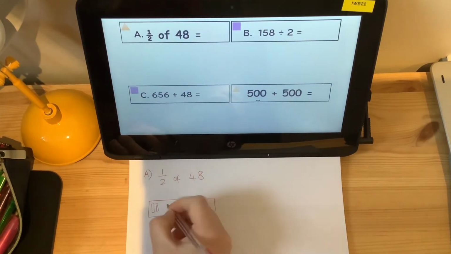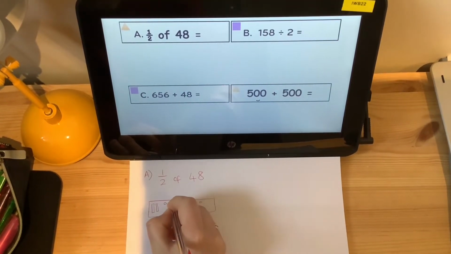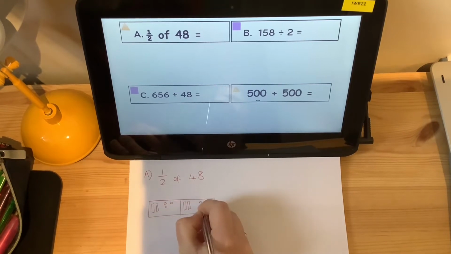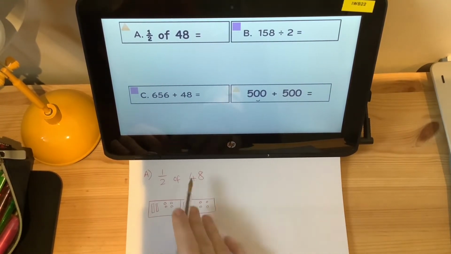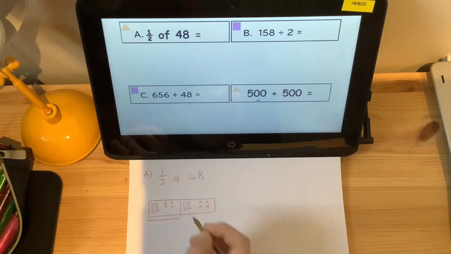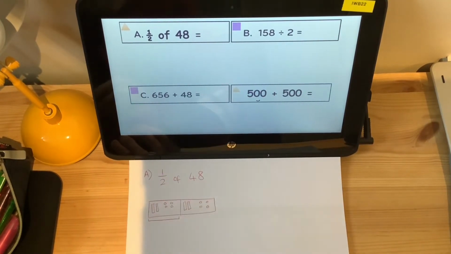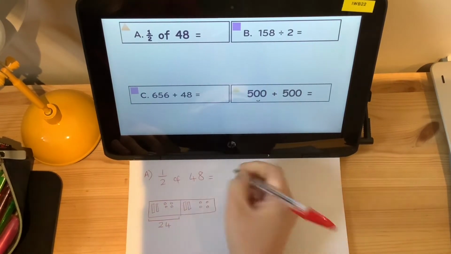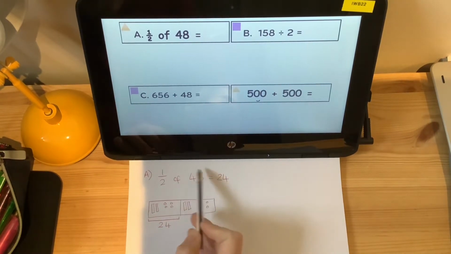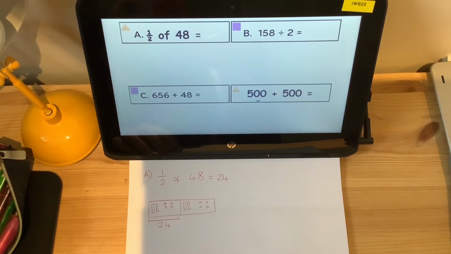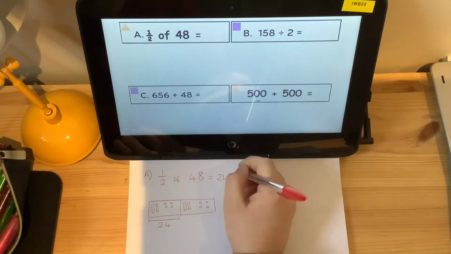Now I need to share my 8 ones. So 1, 2, 3, 4, 5, 6, 7, 8. I've shared 8 ones in total and 4 tens in total. So that tells me that one of the groups out of 2 is 24. So I know that half of 48 is 24. Now you may have been able to divide 48 by 2 in your head, and that's brilliant if you did. If you couldn't, have a go at doing it this way.